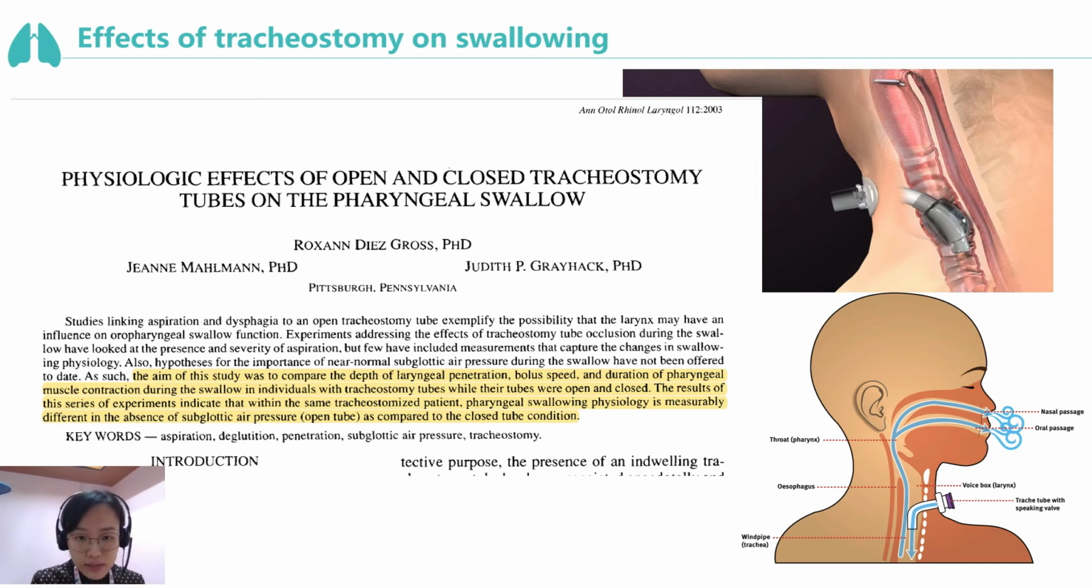Okay, so the result of this series of experiments indicates that within the same tracheostomy patient, pharyngeal swallowing physiology is measurably different in the absence of subglottic air pressure as compared to the closed tube condition. So it means that the closed tracheostomy is safer. It has less laryngeal penetration.